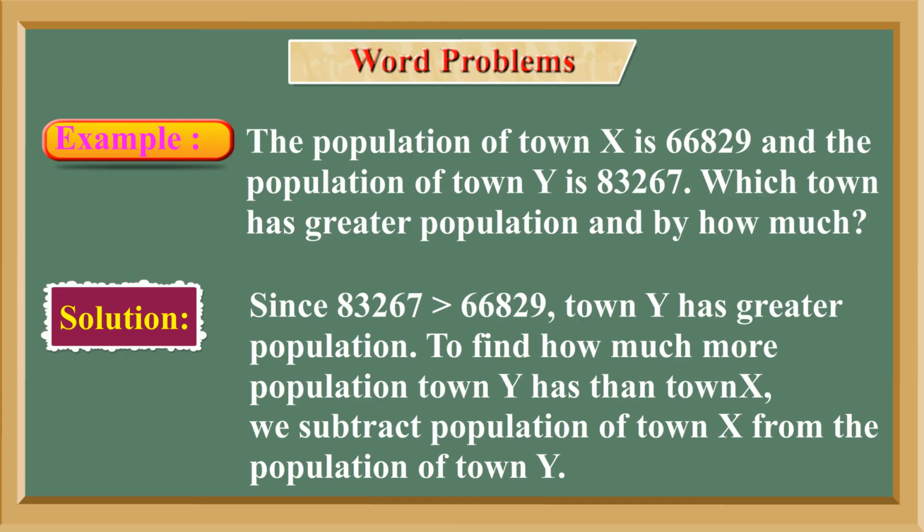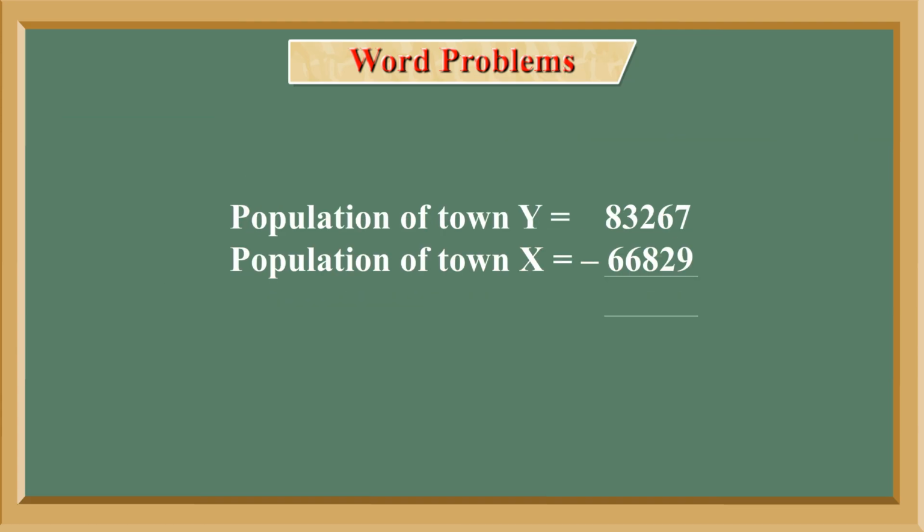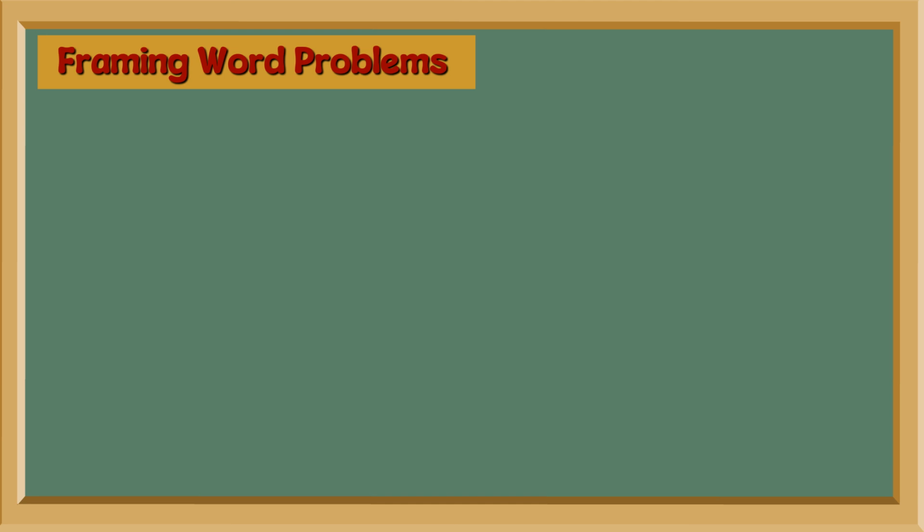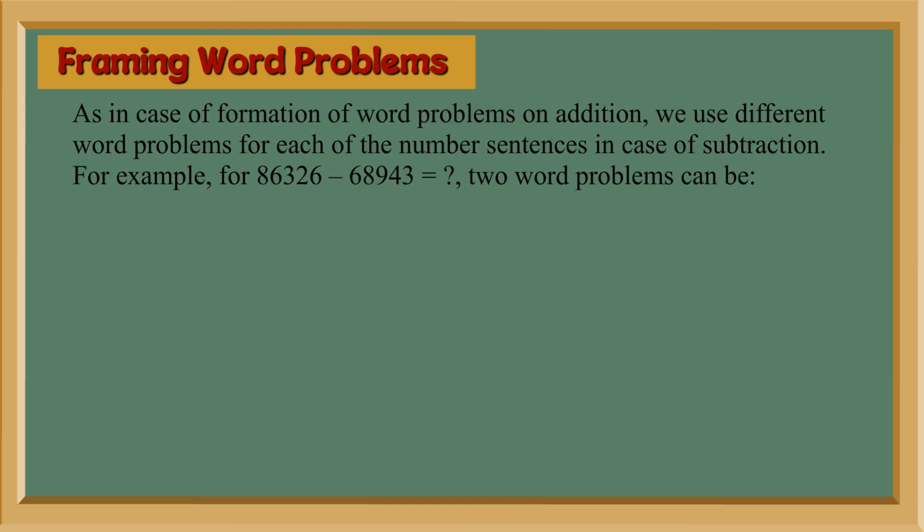To find how much more population town Y has than town X, we subtract population of town X from the population of town Y. Population of town Y is equal to 83,267. Population of town X is equal to 66,829. On subtracting, we get 16,438. Thus, the population of town Y is more by 16,438.